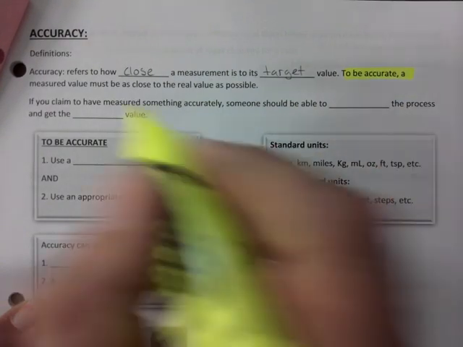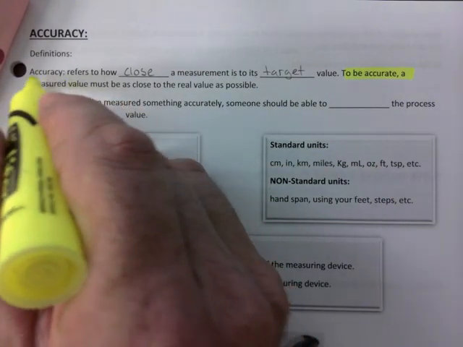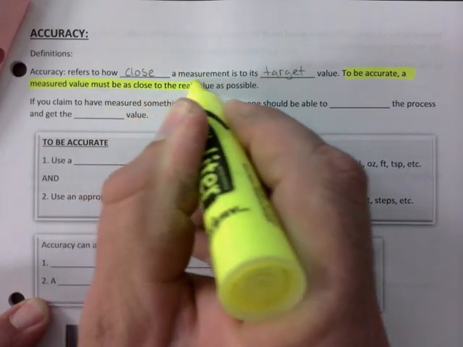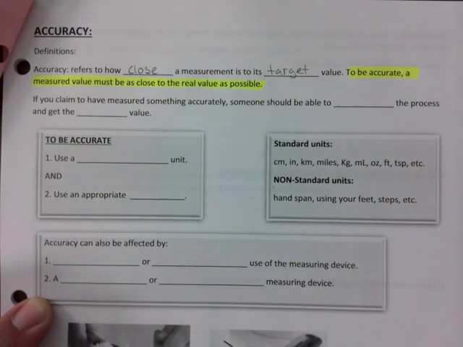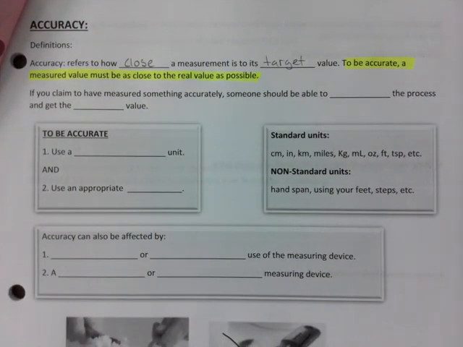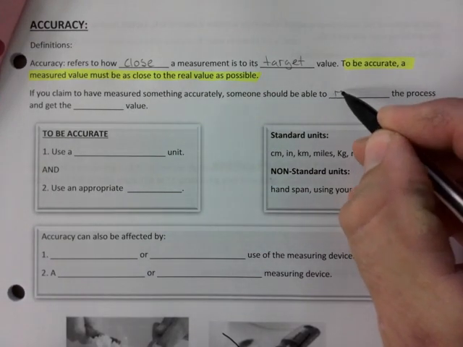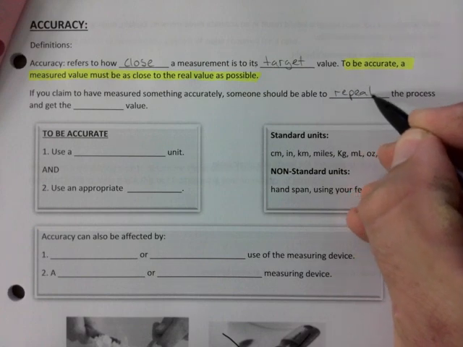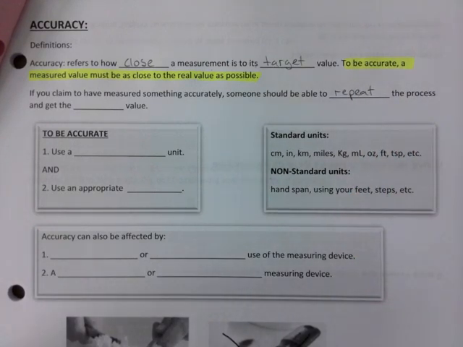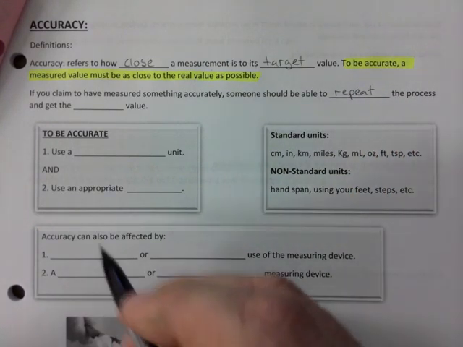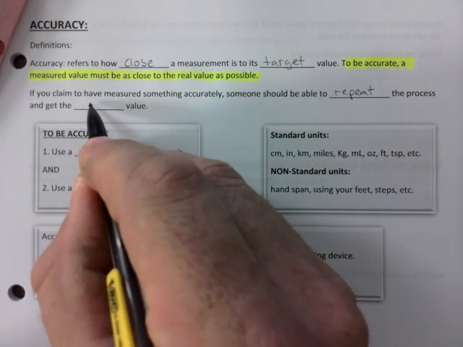To be accurate, a measured value must be as close to the real value. Okay. If you claim to have measured something accurately, someone should be able to repeat the process and get the same value.